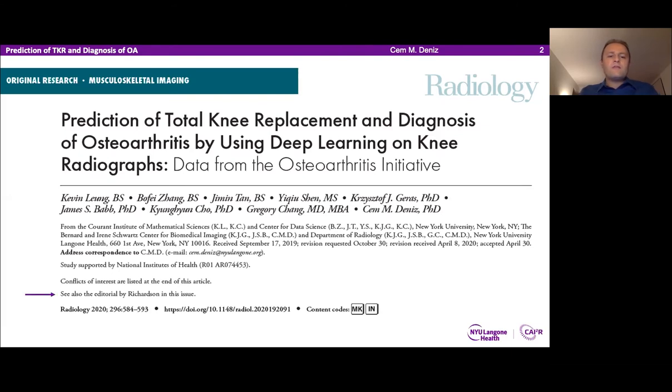Also, there was an editorial by Dr. Richardson for this article. I found it very interesting and informative just to read after the publication of this article. So if you are interested in this type of work, it will be great if you can take a look at that editorial as well.